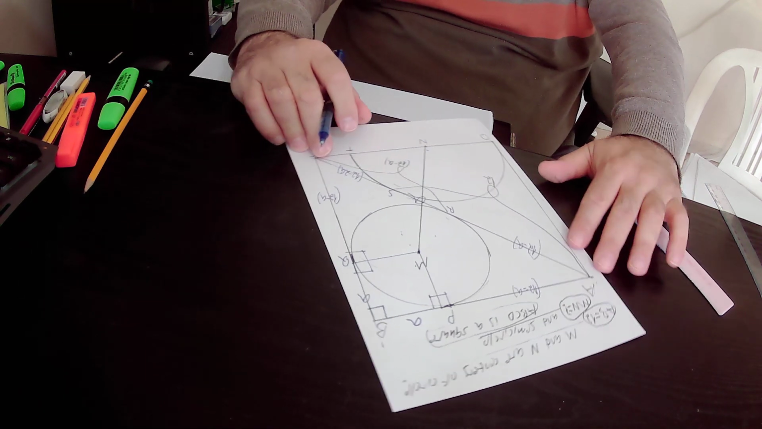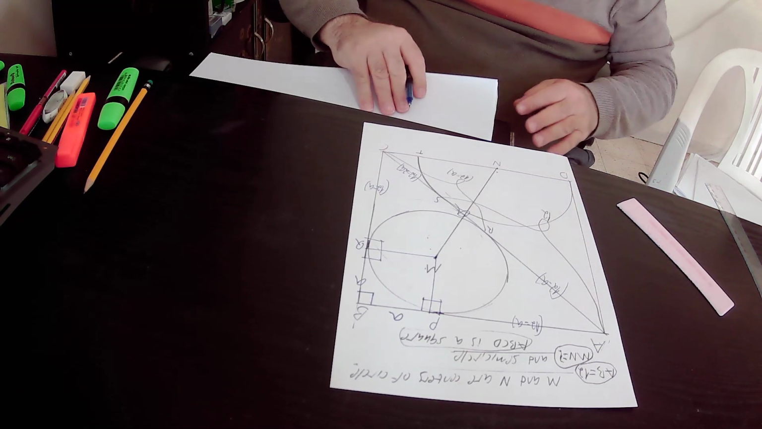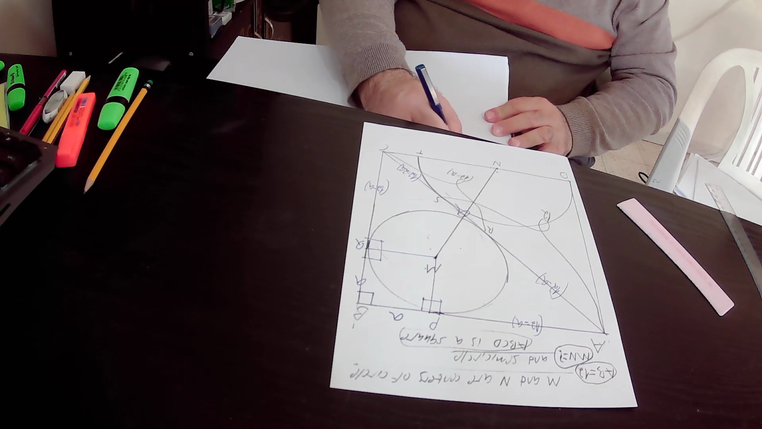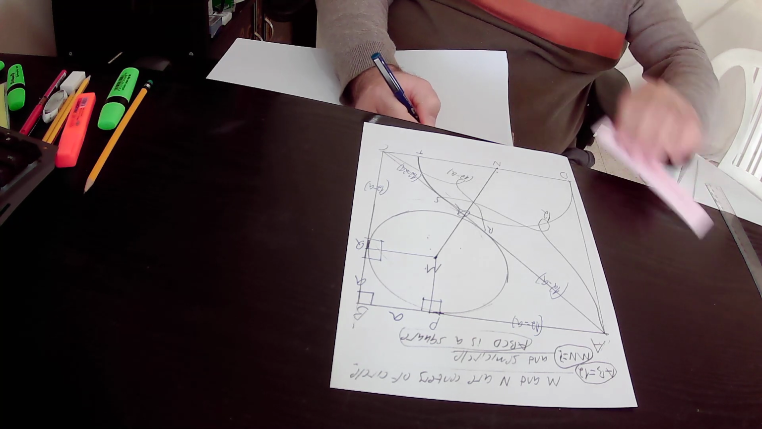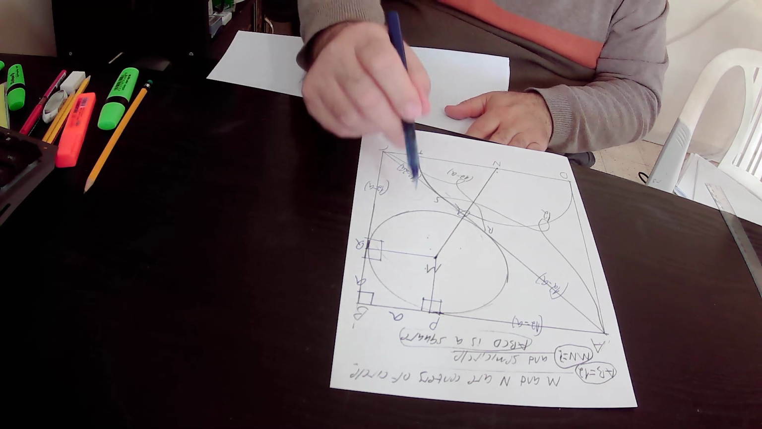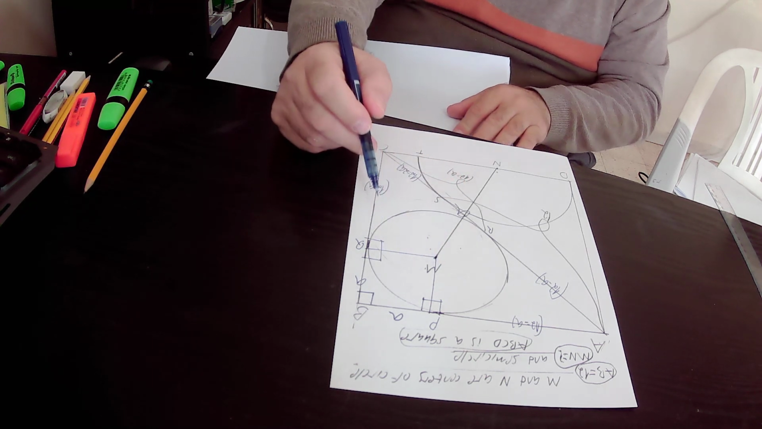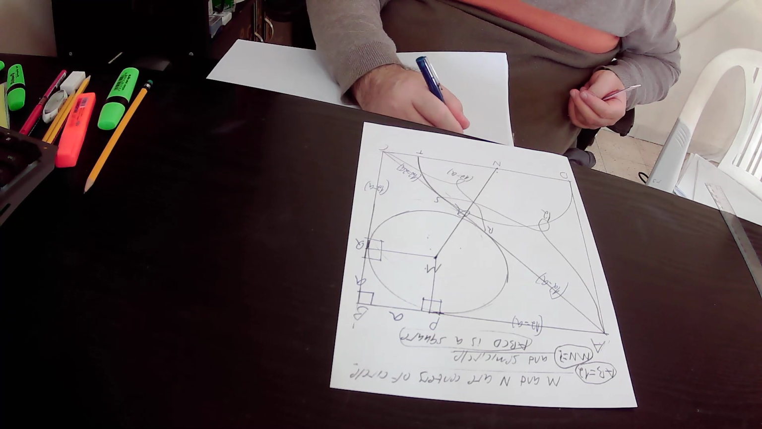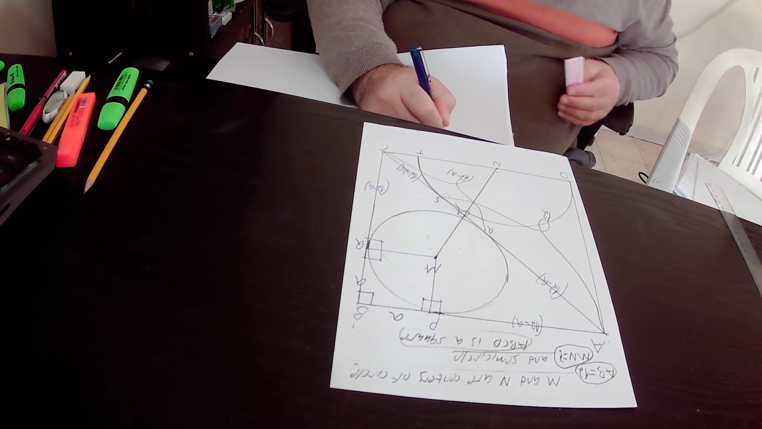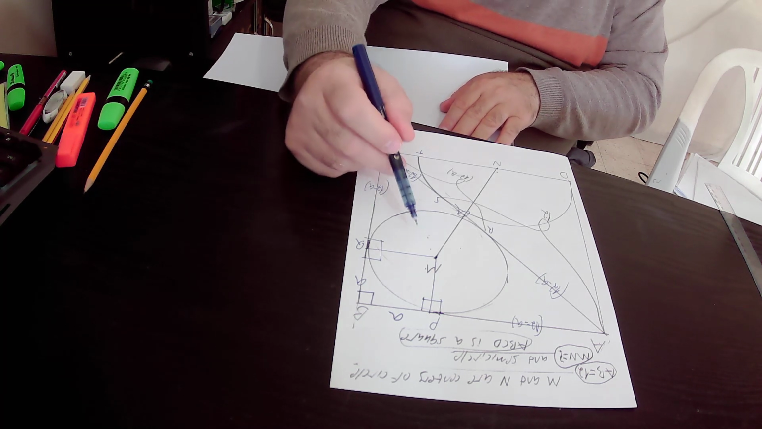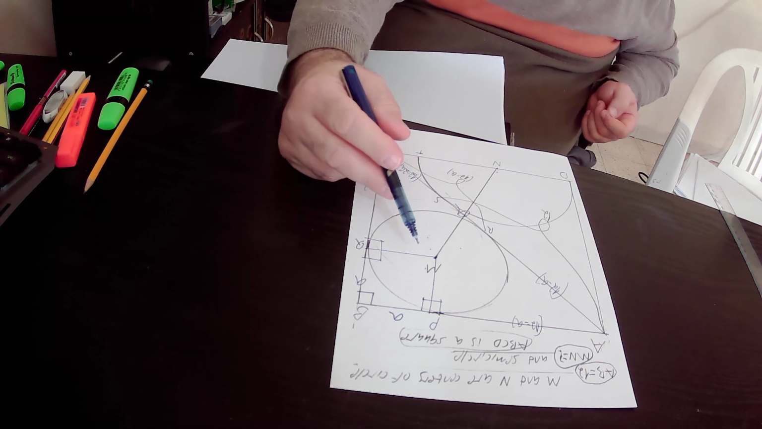So actually in quadrilateral PBMQ, we have 1, 2, 3 right angles. The sum of 3 right angles is 90 times 3 is 270 degrees, plus the size of the fourth angle, that is actually angle PMQ.